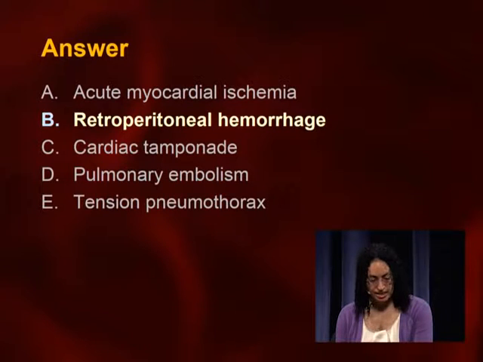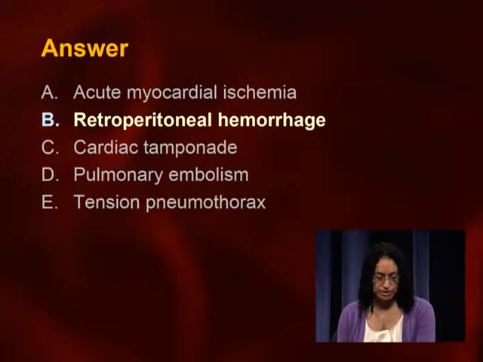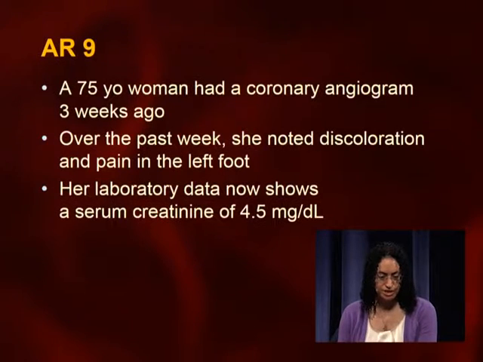In terms of PE and tension pneumo, those are not common complications of cardiac cath at all. And those conditions wouldn't cause acute anemia either. So retroperitoneal hemorrhage, you got that.